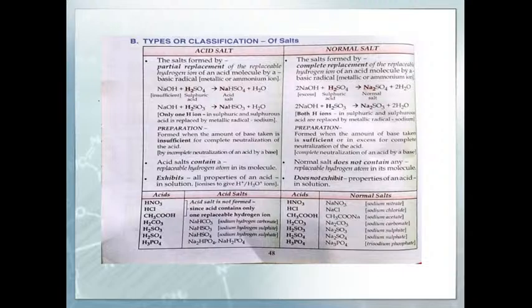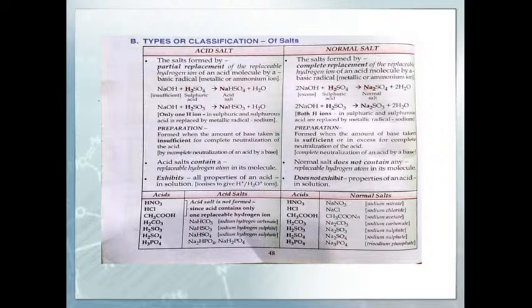Okay. So types or classification of the salts, right? We know that there could be acidic salt and normal salt. The salt formed by the partial replacement of hydrogen, meaning you are using an insufficient amount of sodium hydroxide and you are using a dibasic acid. In that case you are going to get acidic salt, right? Even if you are using sulfurous acid, then also you will get an acidic salt. So only one H plus ion in the sulfuric acid or sulfurous acid is replaced by the metallic radical, that is sodium, which is present in the base, right? And then you will get this kind of salt, that is acidic salt, and the pH will be always less than 7.